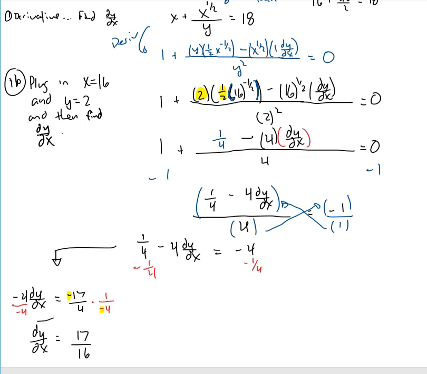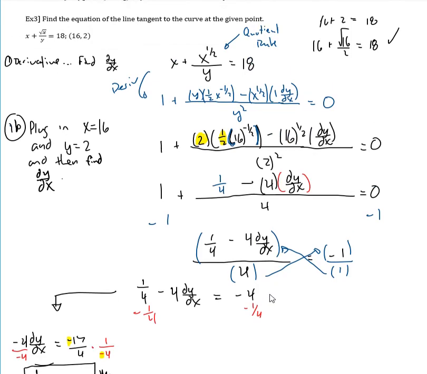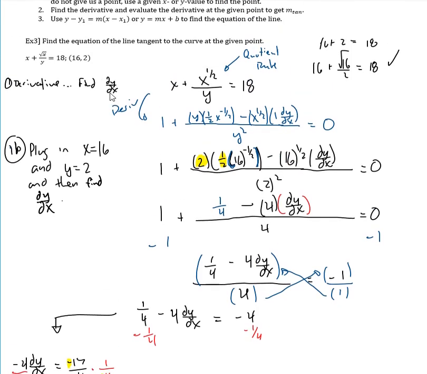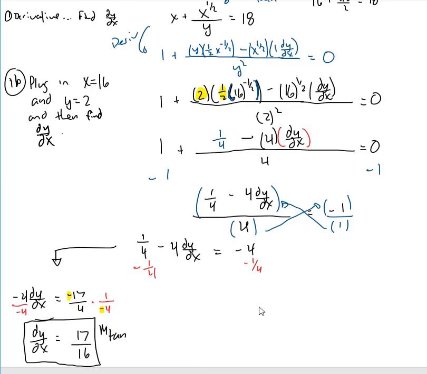Okay, so what we just found, I am going to box it. It's not our final answer, but this is the slope, the m tan. Okay, and now that we have our slope, and we already had our point, which is 16, 2, now we can do our equation of the line.